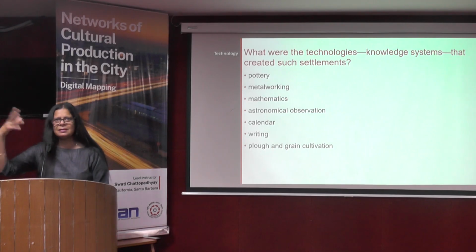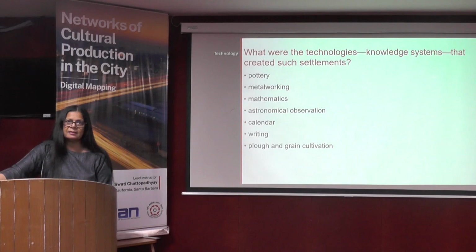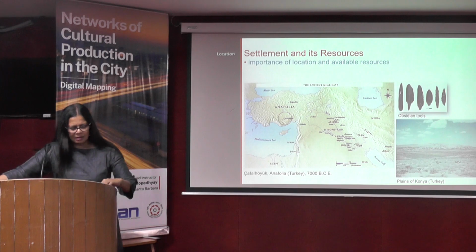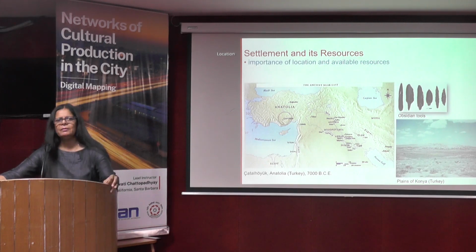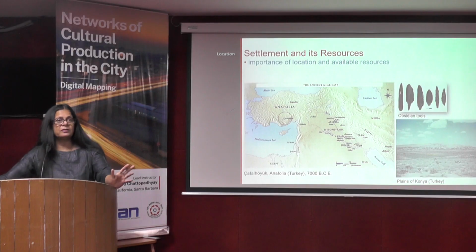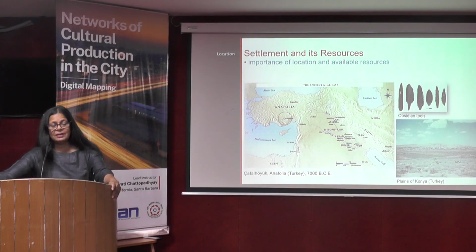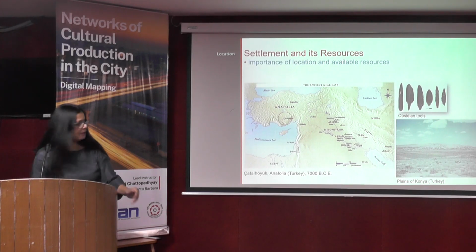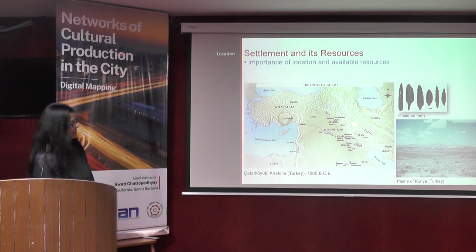So pottery, metalworking, mathematics, astronomical observation, calendar, writing, plow, and grain cultivation are fundamental to cities, but not all cities always had these. And urbanists and urban theorists get very picky when thinking about what is a city and what is not a city. Let's think of one settlement about which there's a lot of debate, and this is where I invoke the city of Çatalhöyük in the Anatolian plain, in Konya in Turkey. You can see here the great Sumerian civilizations and the cities associated with them, on the Tigris and Euphrates, and Çatalhöyük is here.